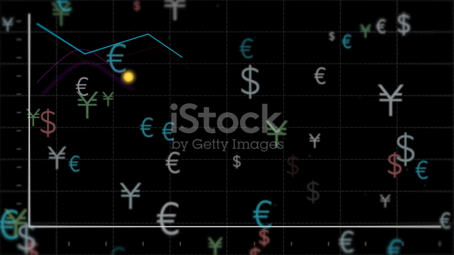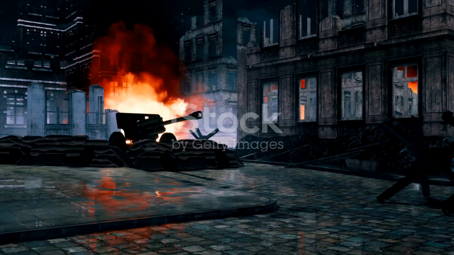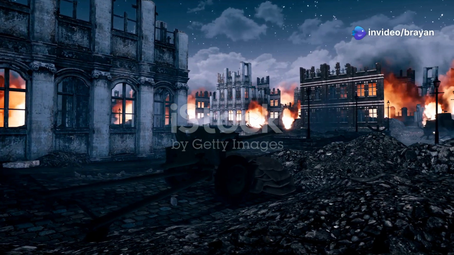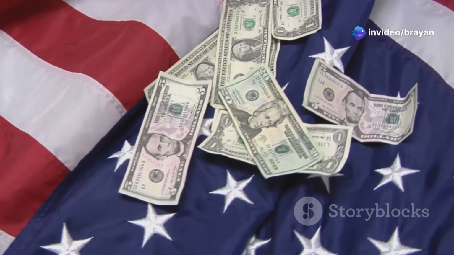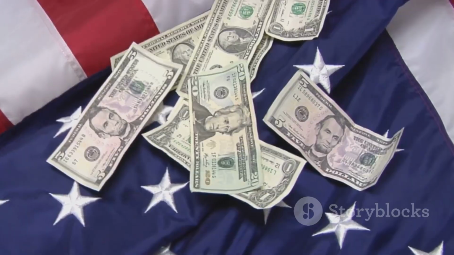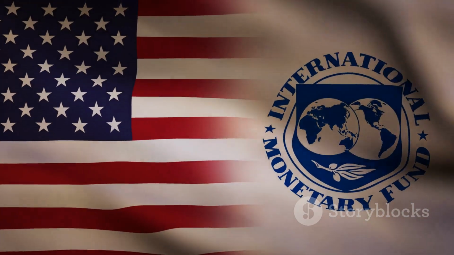The US dollar wasn't always the dominant global currency. Its rise to prominence began after World War II. The war had devastated many economies in Europe and Asia. The US, however, emerged from the conflict relatively unscathed and with a booming economy. The Bretton Woods Agreement of 1944 formalized the dollar's newfound status.